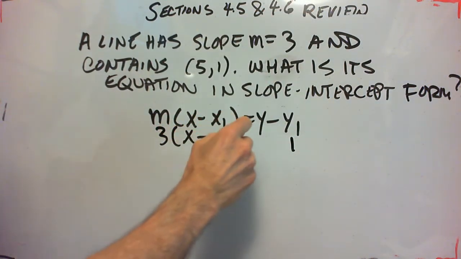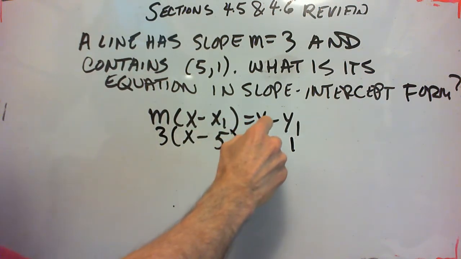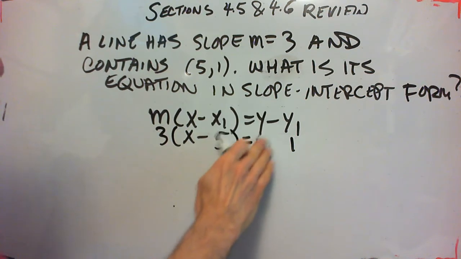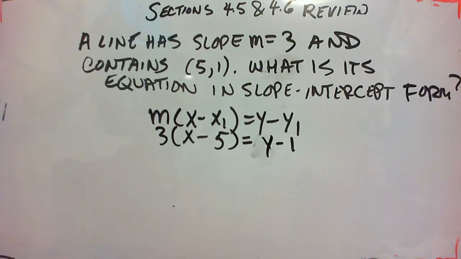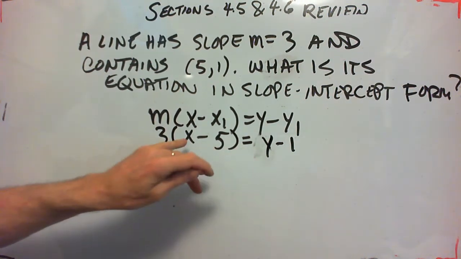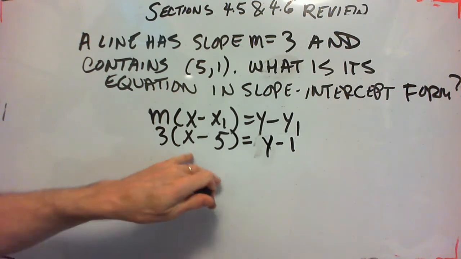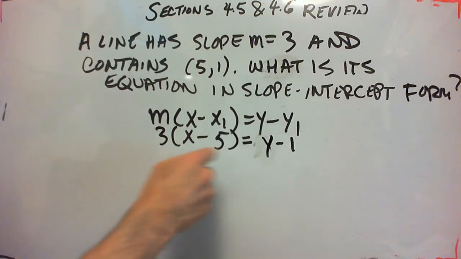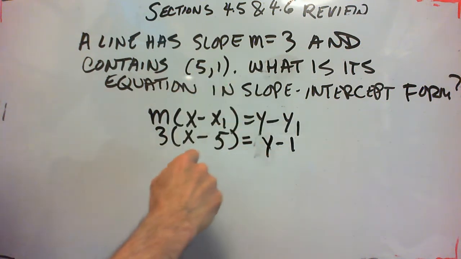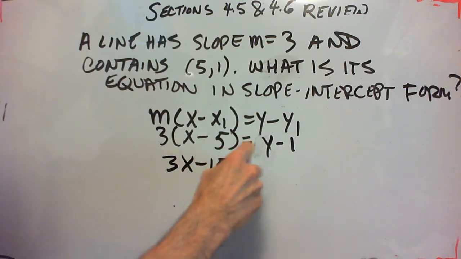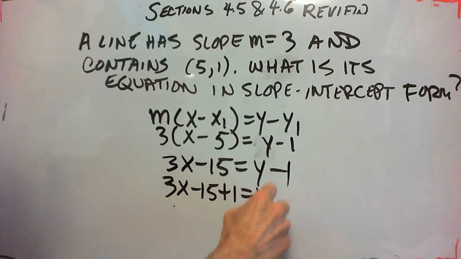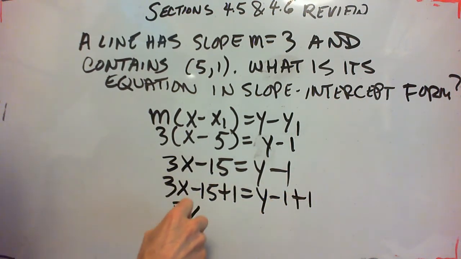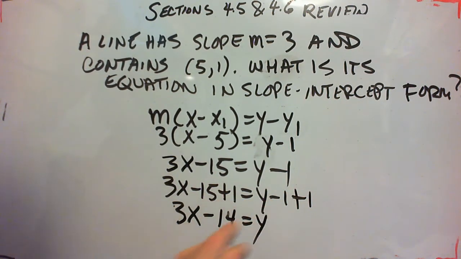The x and the y correspond to what we can think of as a generic x and y, any solution point on the line. So for the x and y, we just write x and y. Those are coordinates of a point on the line. So that's our equation. Now to get it in slope-intercept form, we just have to multiply it out with the distributive property, add 1 to both sides. And we get 3x minus 14 equals y, or y equals 3x minus 14.